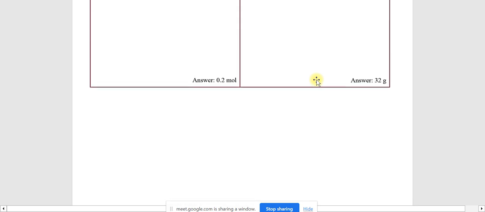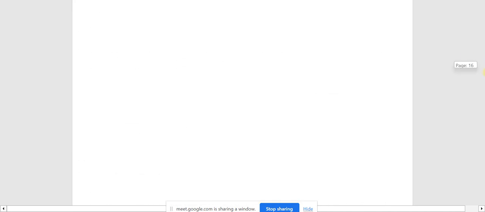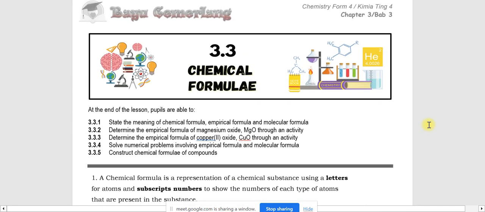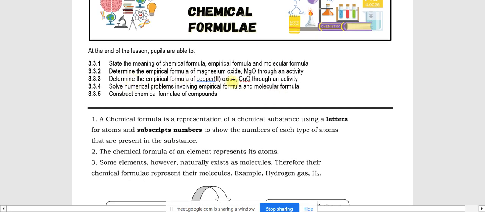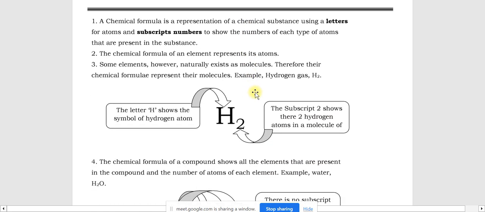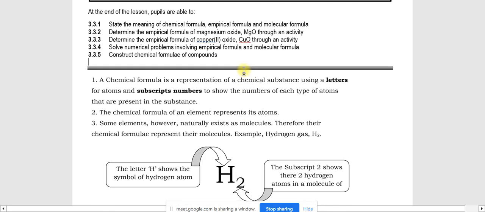Okay, come. Let's learn 3.3, page number 23. Chemical formula. What you need to know about chemical formula: the meaning of chemical formula, empirical formula, molecular formula, and then you must know how to determine the empirical formula of magnesium oxide through an activity, how to derive the empirical formula of copper oxide through an activity, solve numerical problems, and also construct the chemical formula of a compound. Okay.